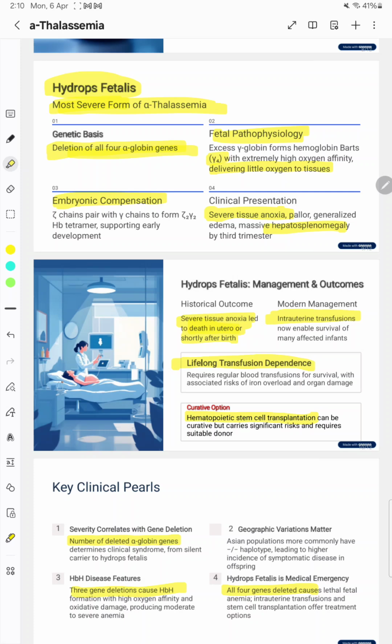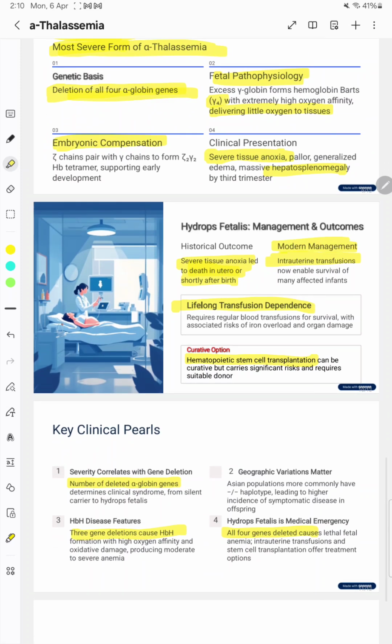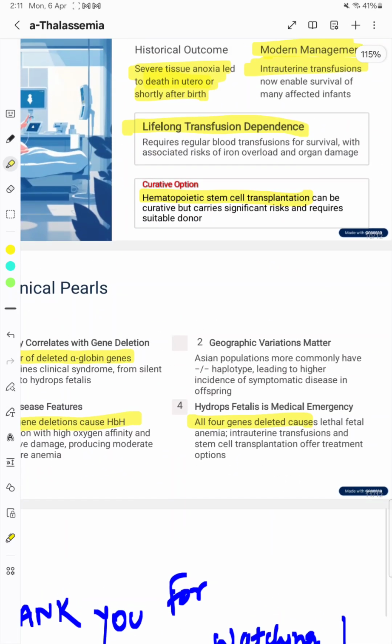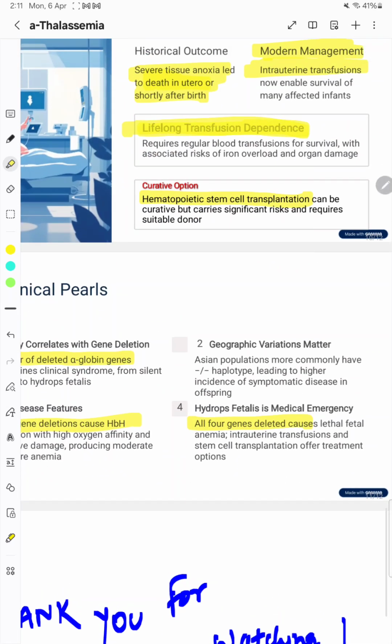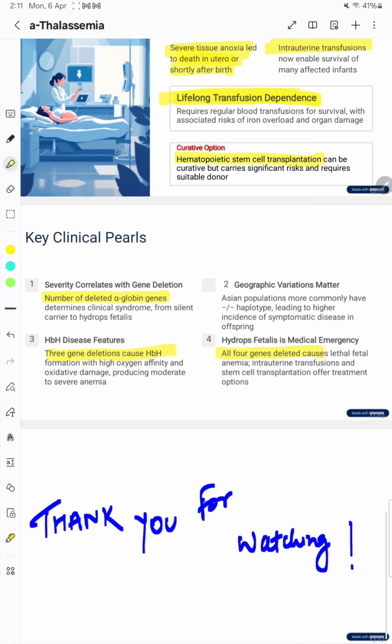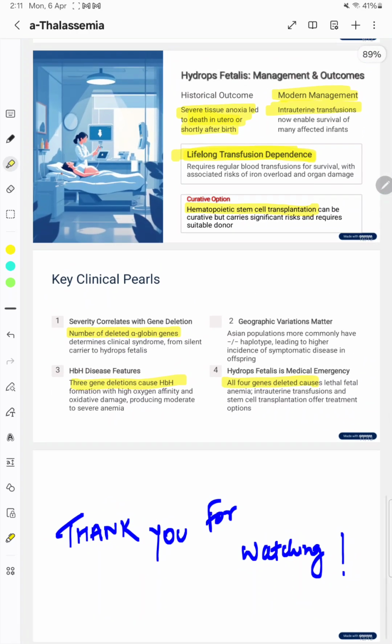death in utero as the outcome, but with modern management, intrauterine transfusion now enables survival of many affected infants. But these need lifelong transfusion dependence, requiring regular blood transfusion for survival, with associated risk of iron overload and organ damage. The curative option for this condition is hematopoietic stem cell transplantation.